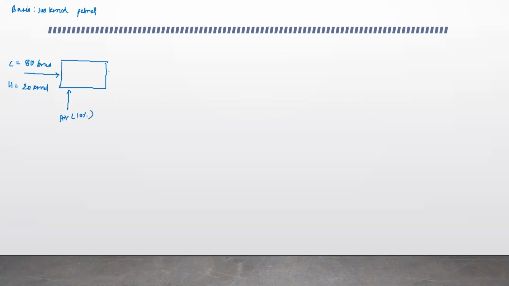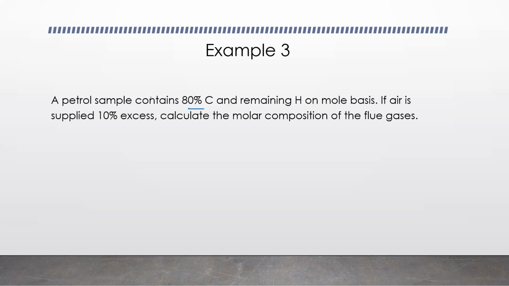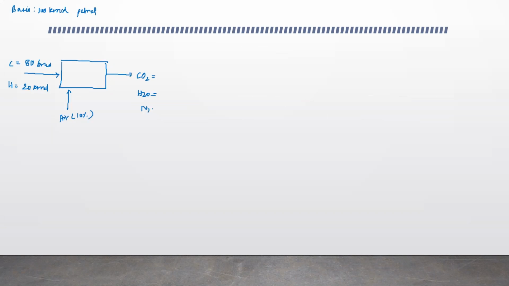All right. And over here, calculate the molar composition. So again, there has been no mention about incomplete combustion. So we are going to assume that all combustion is complete. So we'll get carbon dioxide, we'll get water, we'll get nitrogen, and we'll get oxygen. Right. So that's going to be our flue gas. Right. So now basic calculations. So carbon plus oxygen gives you carbon dioxide, and the second reaction is hydrogen plus oxygen gives you water, right?